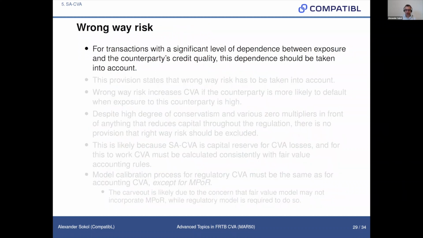And finally, you have to estimate. So I'm about to go to the last few slides. Transactions with wrong way risk, right? So what is wrong way risk? The regulation says you have to include it. So what is it?